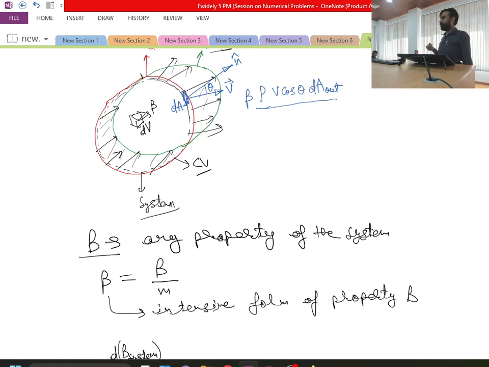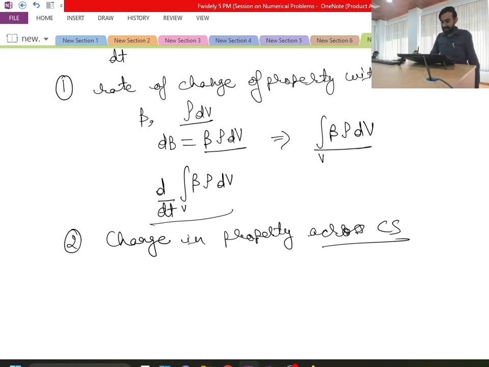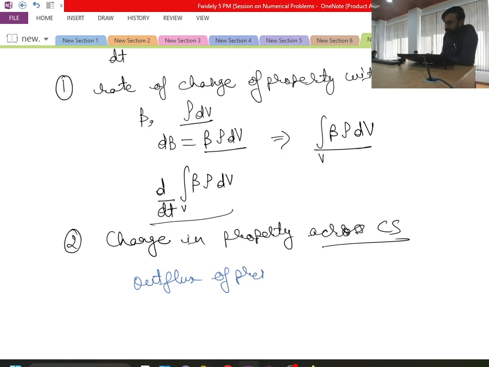Fine, all are fine with this what I have written over here. So basically first I have quantified the mass flow rate which is going out, and then I have multiplied it with the property beta. So I can say that the change in property across the control surface will be the outflux of property minus inflow of property. Fine, how much is going out minus inflow.